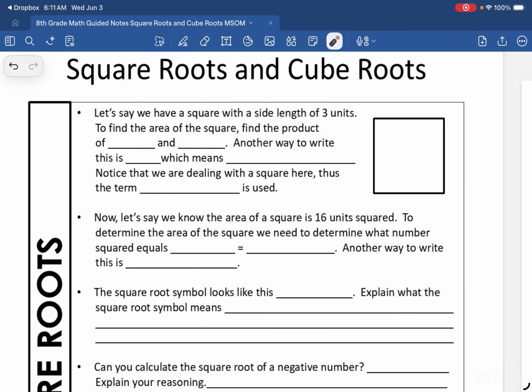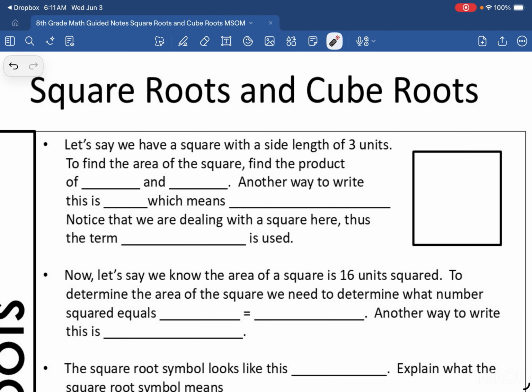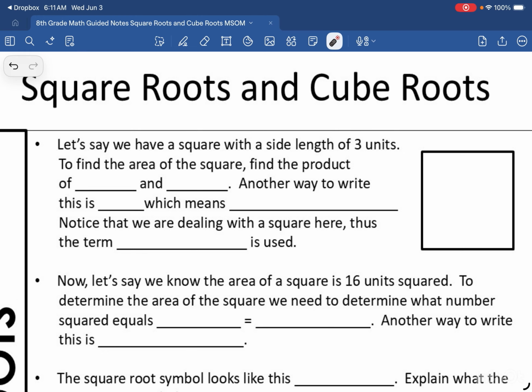Hey everyone, these are the square roots and cube roots guided notes. To get started, we're going to talk a little bit about square roots.